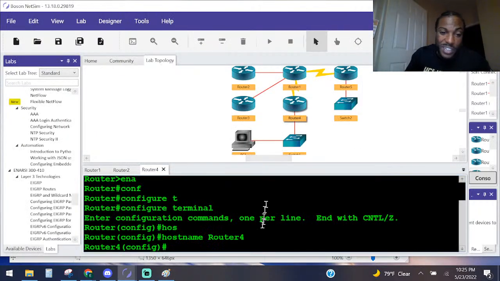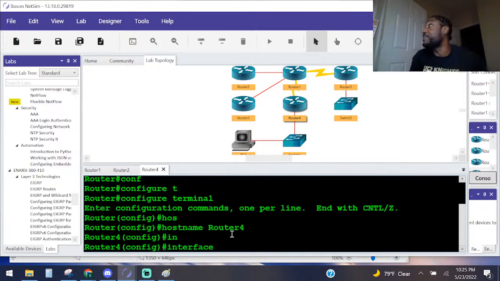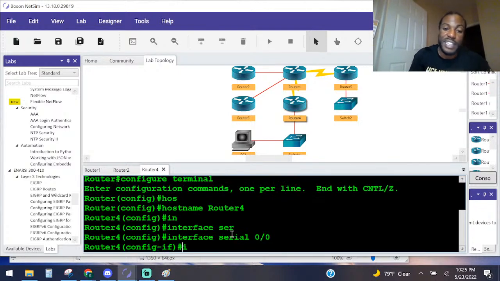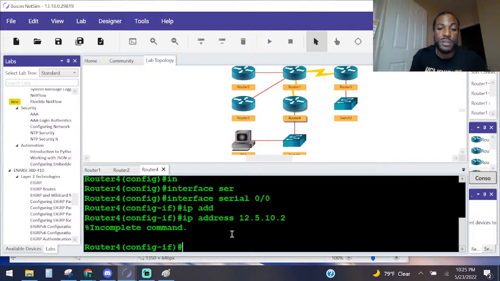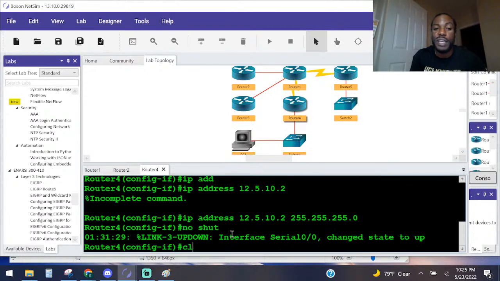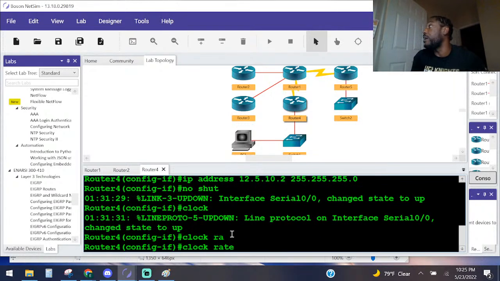And we'll go to router 4. And this interface is serial 0/0. And his IP address is, what is it? He said it's 12.5.10.2. You've got to put a subnet mask there. It's /24, 255.255.255.0. No shut that bad boy. And is he also clocking at a rate? No, he's not clocking. My bad. He's not doing any clocking. So remember, the other side is doing the clocking, which is what I just explained. What's wrong with me?